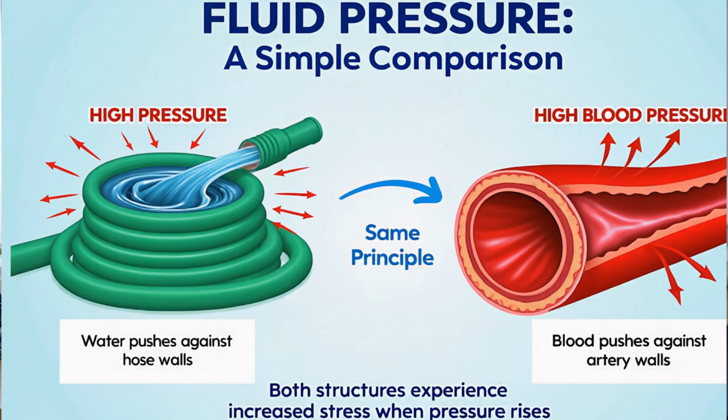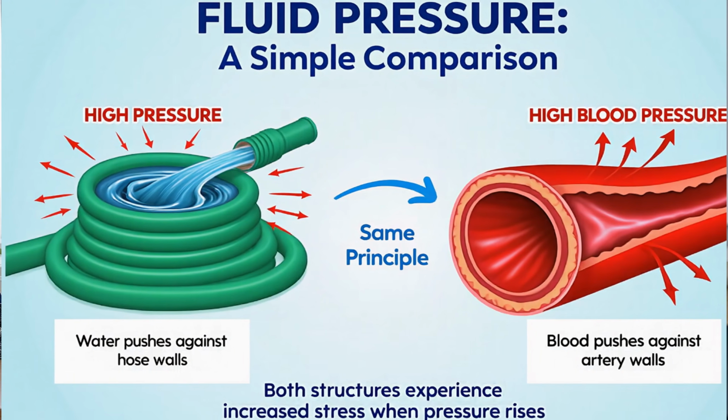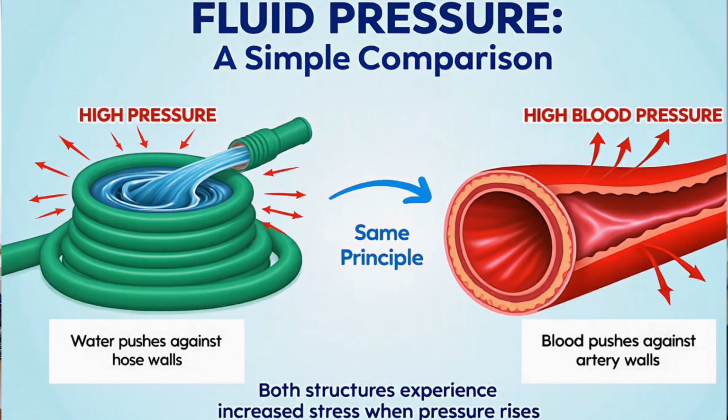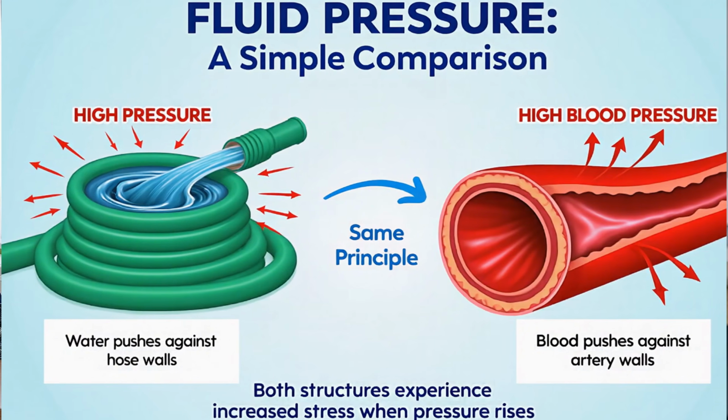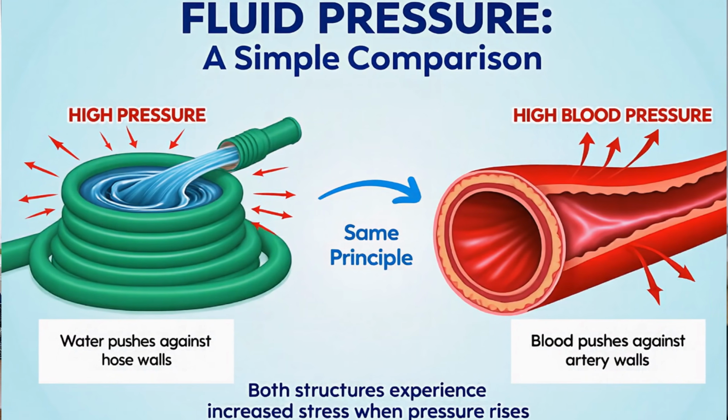One of the major stresses on the artery wall is blood pressure. Every heartbeat pushes blood against the inside of the arteries. Over time, if that pressure is higher than normal, the force against the artery wall increases. You can think of it as water moving through a hose. If the pressure inside the hose increases, the wall of the hose experiences more strain.